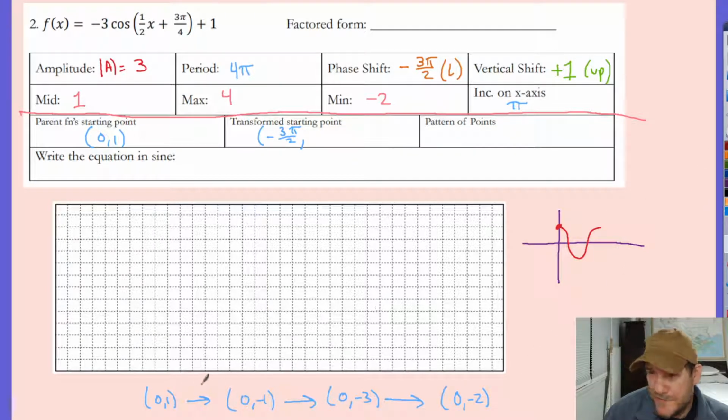So what happened from here to here? We reflected. What happened here to here? Vertical stretch happened. And what happened here to here? Vertical translation happened, giving us that final starting point.